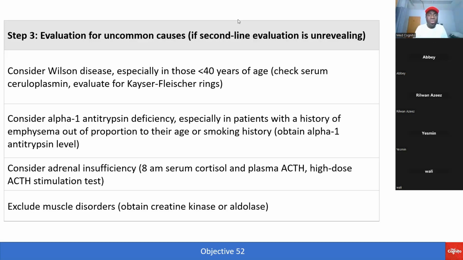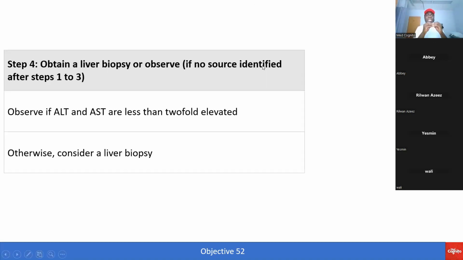ceruloplasmin levels, tying Wilson's disease into liver function abnormalities, alpha-1 antitrypsin tying COPD to abnormal liver function, and even adrenal insufficiency as well. Okay, so please, then observe if the ALT or AST level is less than 2-fold elevated. Otherwise, you want to consider liver biopsy. So if you look at the upper limit of AST, you look at the upper limit of ALT, and they are not more than 2 times elevated, you may want to hold on with liver biopsy. So even if you see liver biopsy as an option to choose from, you want to withhold yourself. Unless the AST level or the ALT level is more than 2-fold the upper limit, then you may want to consider biopsy of the liver.